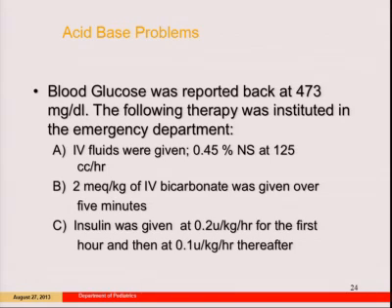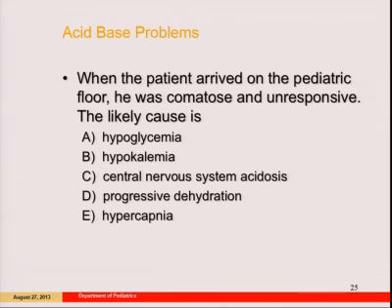The following therapy was instituted. He was given IV fluids. He was given 2 milliequivalents per kilo of bicarb IV over 5 minutes, and then he was started on an insulin drip. This was a child that was totally with it when he came into the emergency room, and when he arrived on the pediatric floor, he was comatose and unresponsive. The likely cause was hypoglycemia, hypokalemia, CNS acidosis, progressive dehydration, or hypercapnia.